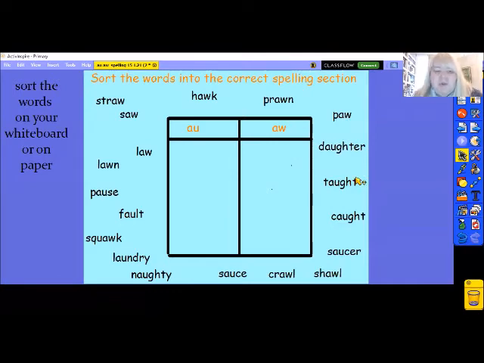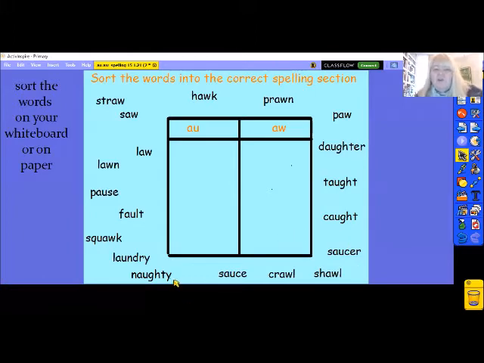So there are some extra words here, words that you might not have come across before. We've got the word hawk. A hawk is a bird of prey. We've got the word daughter. Look at that, daughter. And then taught. When I'm a teacher, I'm hoping that I have taught you something. Then we've got the word court, saucer. A saucer is what you get with a cup. This one, shawl. A shawl is like a piece of fabric that you wrap round yourself to keep you warm. I think the teachers in school at the moment have got shawls to keep them warm because it's so cold.